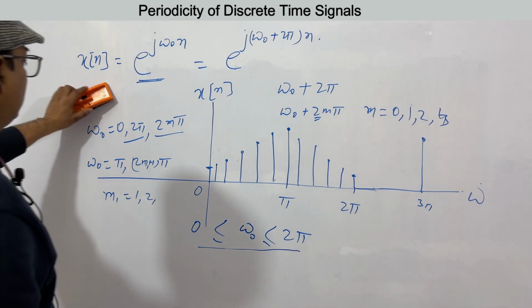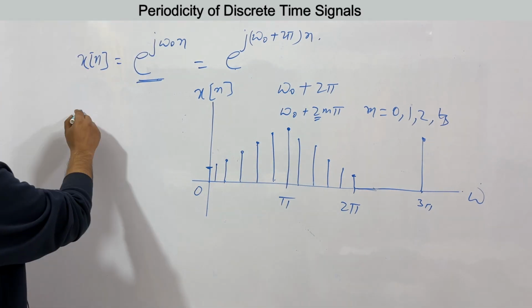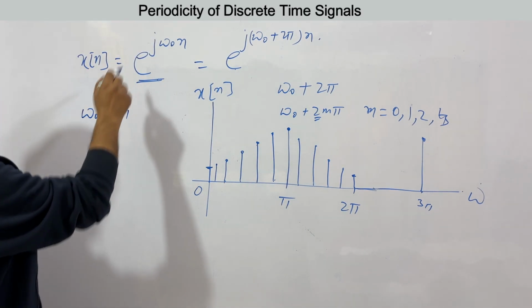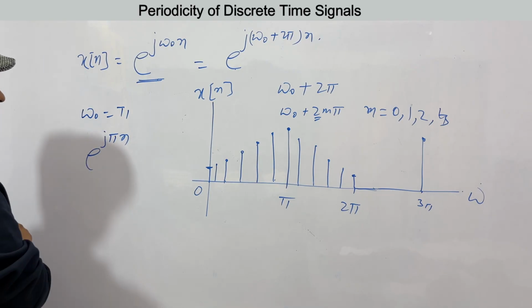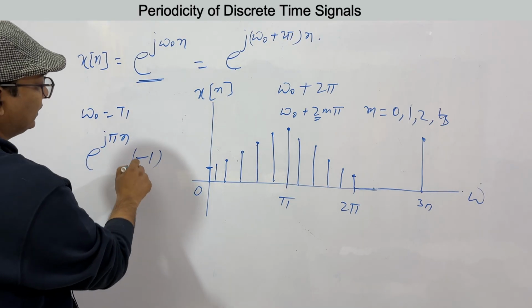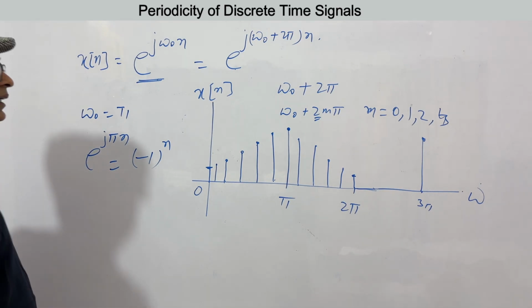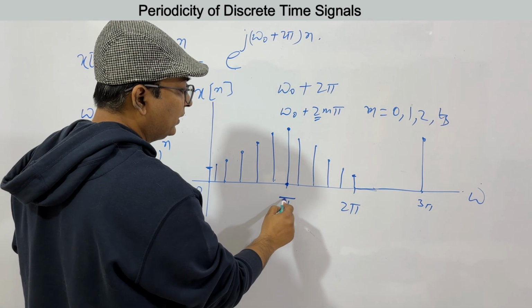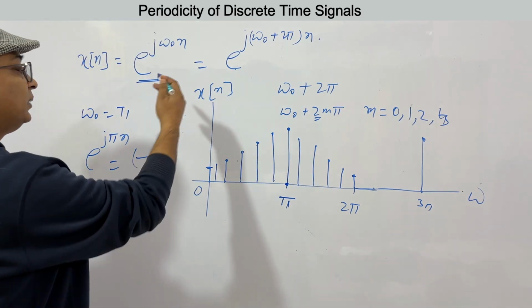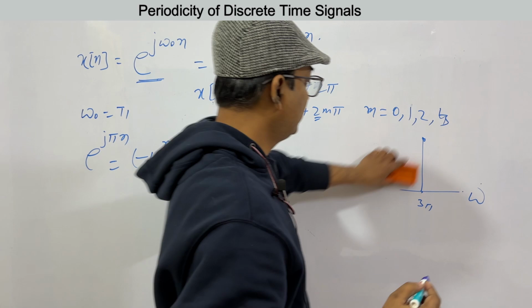Now let's understand one more thing. What is the value of the signal at omega 0 equal to pi? At omega 0 equal to pi you will have e^(j pi n). This is (-1)^n, which is equal to cos(pi n), that is (-1)^n. That is, at omega 0 equal to pi, your signal values keep on oscillating.